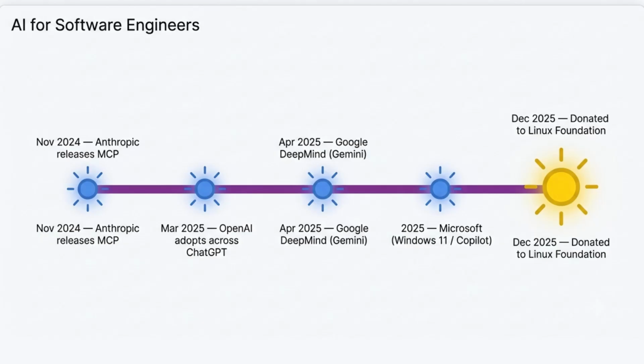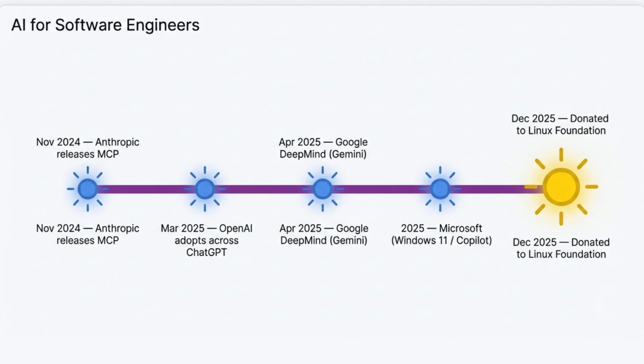Now here's the part that should really grab your attention. As an engineer, this wasn't just a nice idea that stayed inside Anthropic. Within about 4 months, in March 2025, OpenAI also officially adopted MCP across ChatGPT and its Agents SDK. A month later, Google DeepMind confirmed their Gemini models will support it too. Microsoft brought it into Windows 11 and Copilot as well.